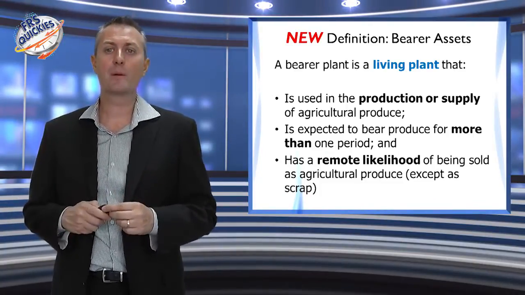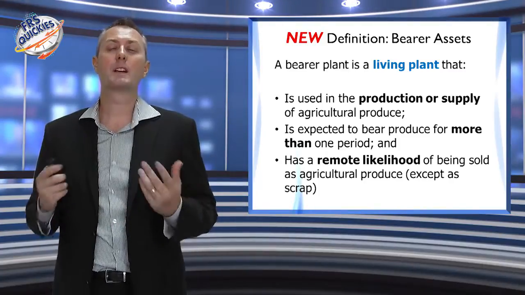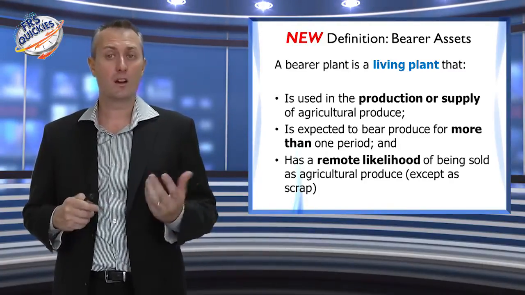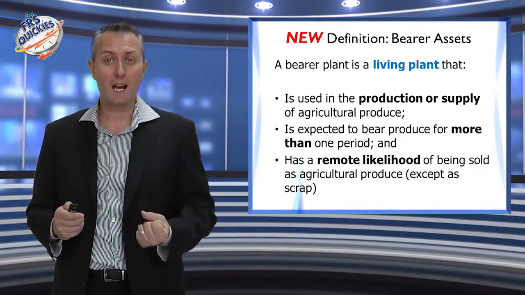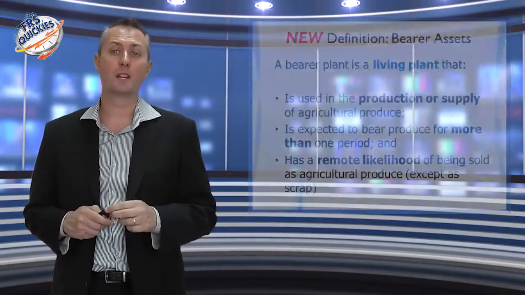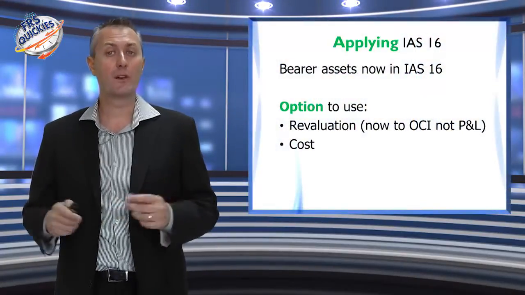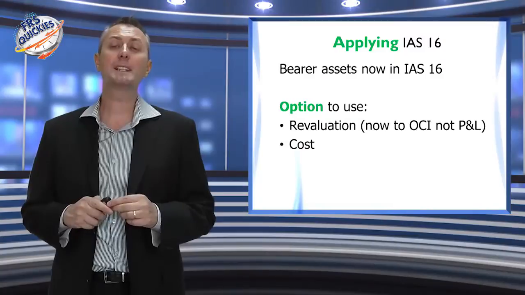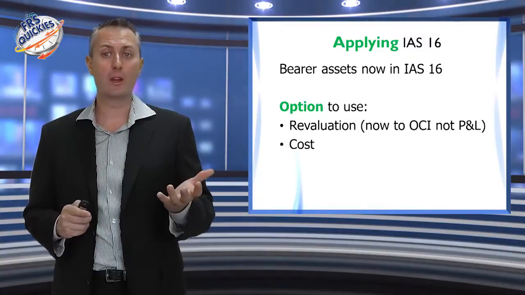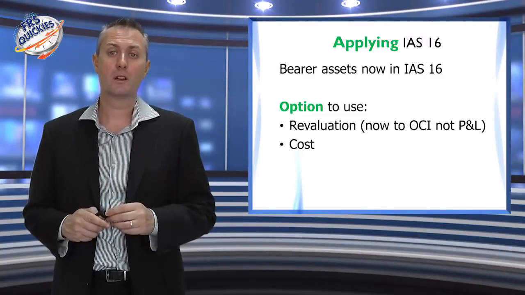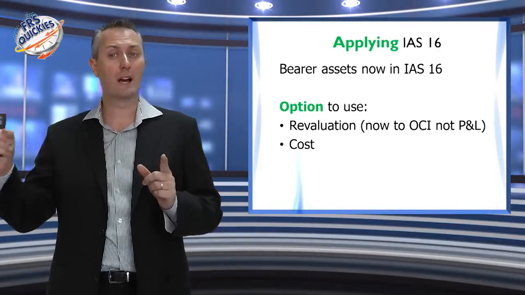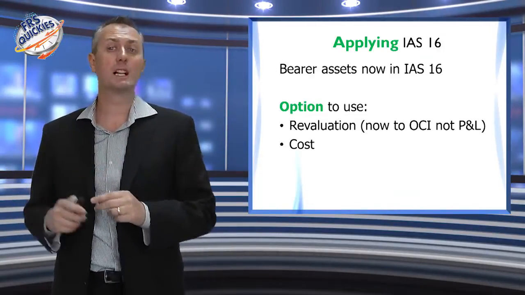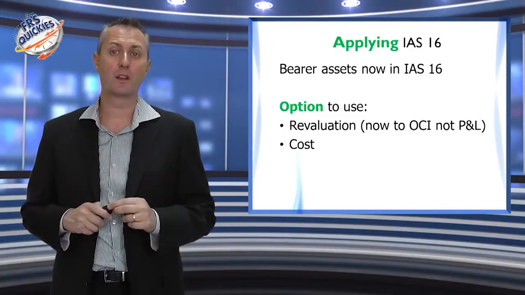Now, why is it important to worry about these? Because bearer plants are now scoped into IAS 16 on property, plant and equipment, which means the key thing to point out is they're taken out of IAS 41 and now fall into a different standard. Now, if you apply IAS 16 to these, of course, it gives you very different accounting. Under IAS 16, you've now got the option to either do revaluation or to use cost. Remember, of course, the revaluation here is an option and all the revaluations go to other comprehensive income, as opposed to IAS 41, where it was fair value to profit and loss.